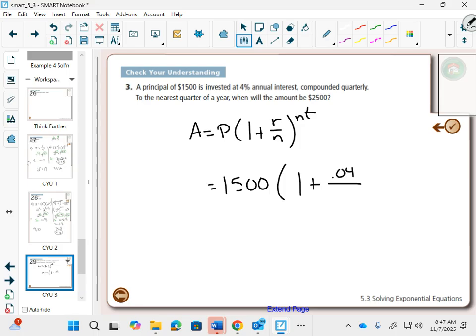So that doesn't come in the formula. If they say semi-annually, you need to know that that's 2. If it says monthly, you need to know that's 12. Quarterly is 4 times a year. So then we would put 4 in for both of the ends.